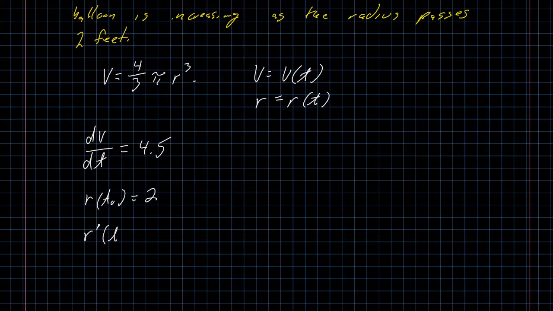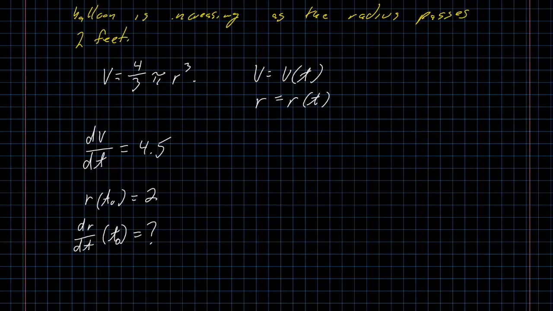That is the derivative of r, dr dt, or just r prime of t, at the time we care about, t naught. We don't know what that is. That's the thing we're trying to find. Right? So r prime, or if you prefer, dr dt. That's how we were talking about it before.